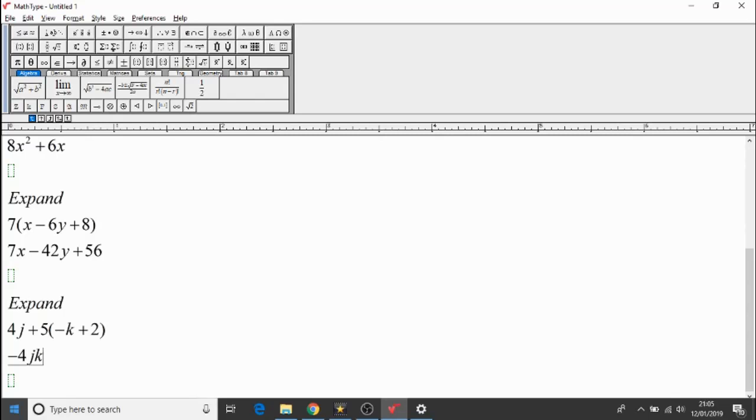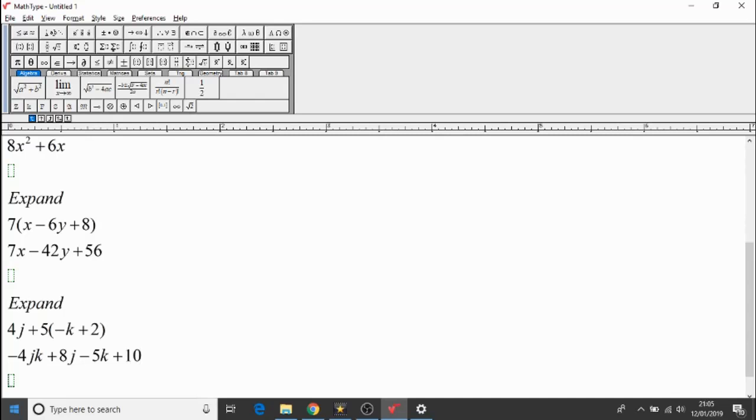4j multiplied by positive 2, 8j, and positive 5 multiplied by minus k is minus 5k. Apologies for that slip. 5 multiplied by positive 2, positive 10. And there's your final answer.